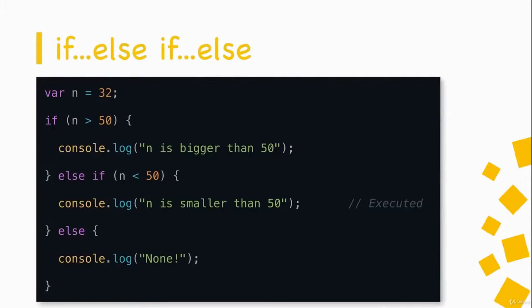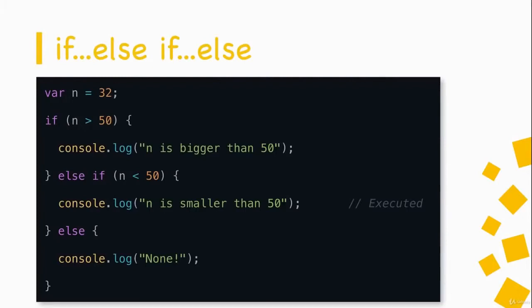So how does this work? Now if you execute this code, you'll see that the code inside the second block, which is n is smaller than 50, that's what's actually executed and logged to the console. So how does this work? Well, first we have a variable n, which equals the value 32. Then we define the if conditional. And now the if condition is n is greater than 50. And this will return false because n is 32 and 32 is not greater than 50. 32 is smaller than 50. So n is greater than 50 would return false and the code inside the if block will not run.